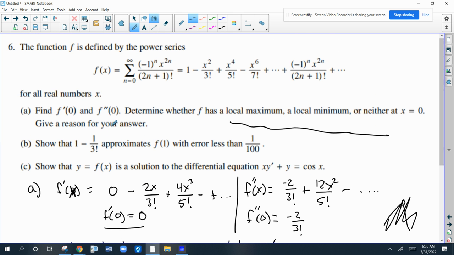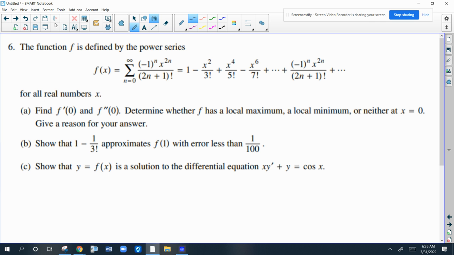Let's look at part B. Part B says show that 1 minus 1 over 3 factorial approximates f of 1 with an error less than 1 over 100. So this looks like a Lagrange error or an alternating series test error. So let's look at the series again. The series is definitely an alternating series. So by the alternating series remainder theorem, the error is always within the value of the first omitted term.